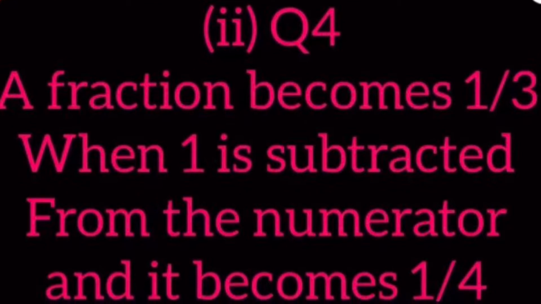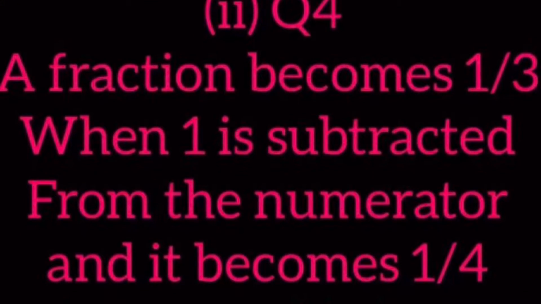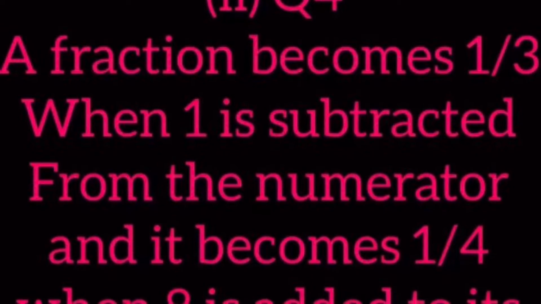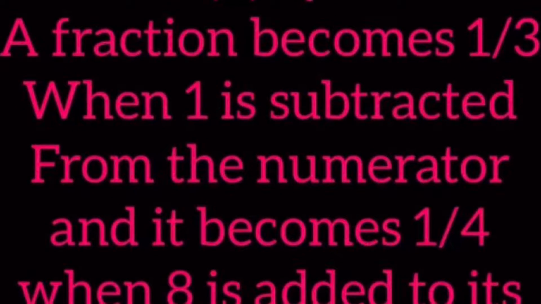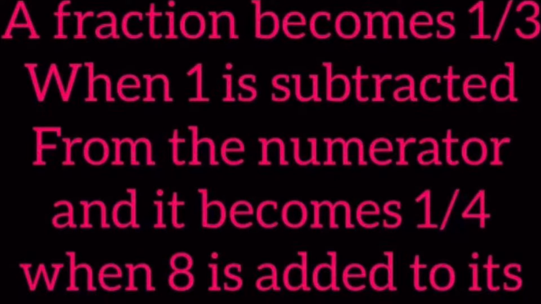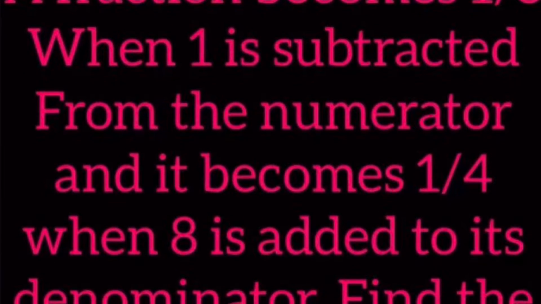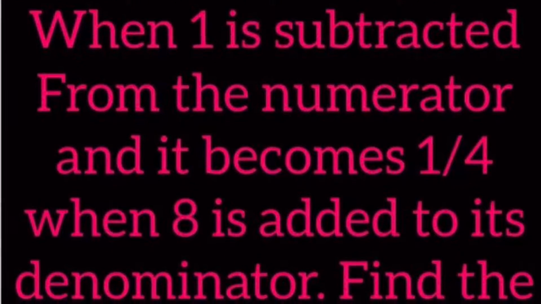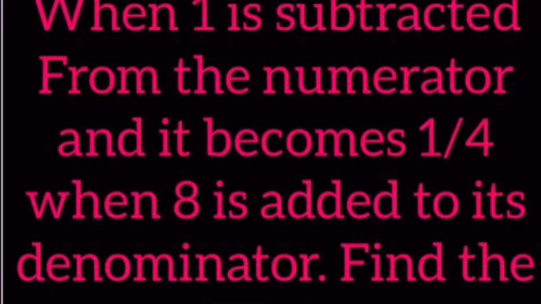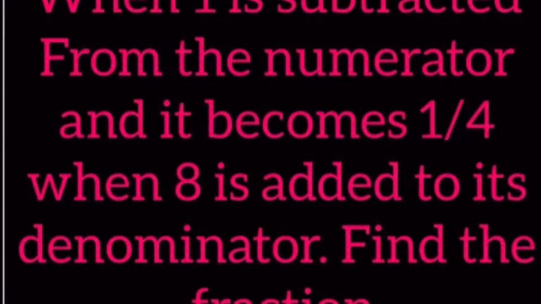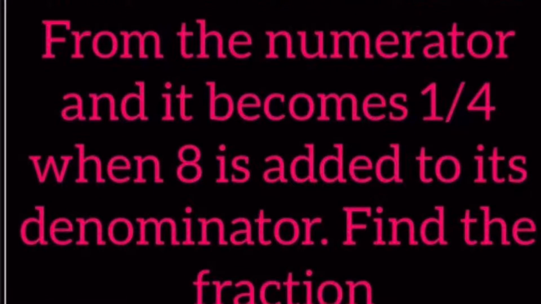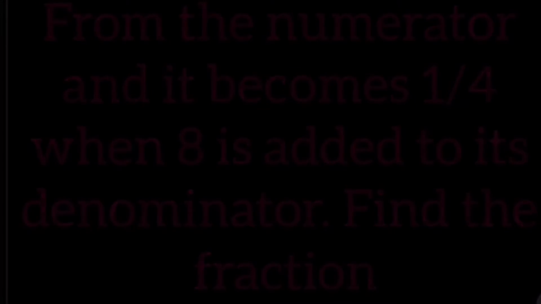Now children, question number 4, part 2. A fraction becomes 1 by 3 when 1 is subtracted from the numerator and it becomes 1 by 4 when 8 is added to its denominator. Find the fraction. Children, for this question we will have to assume, let the fraction be x upon y.